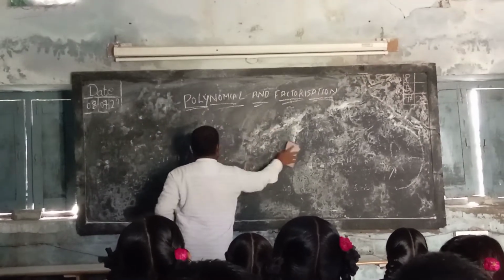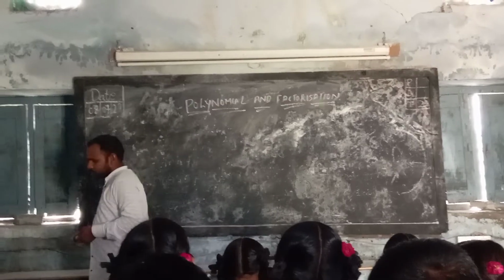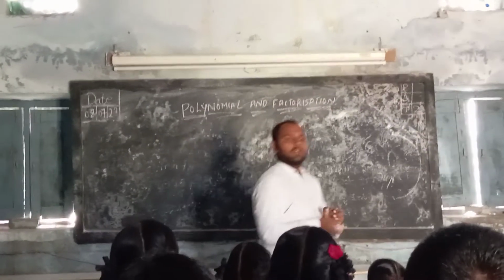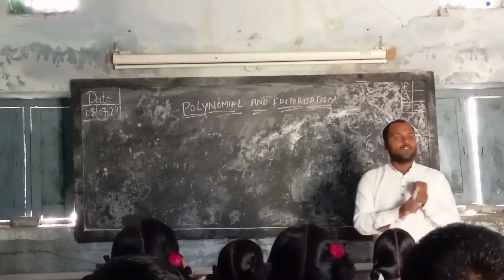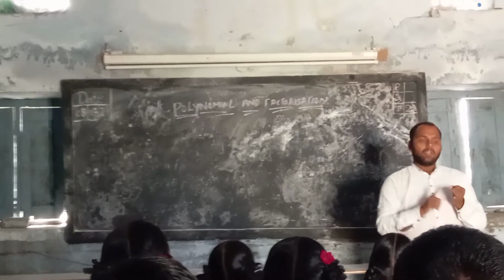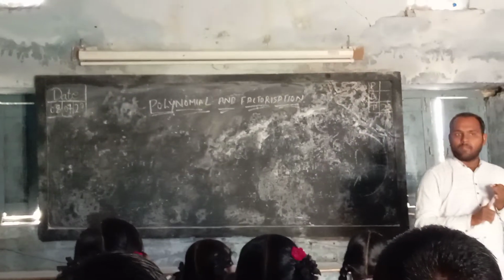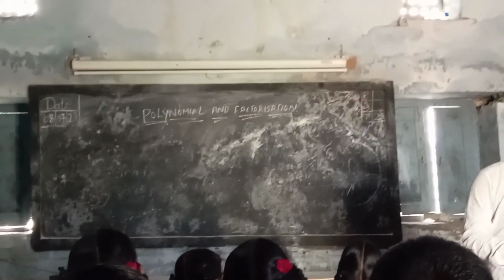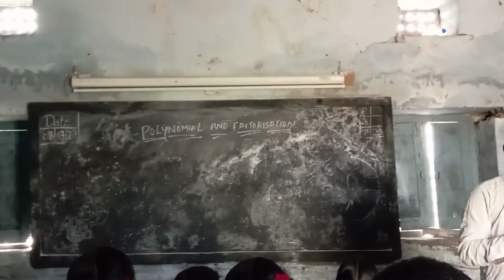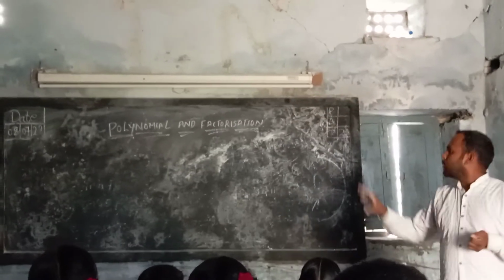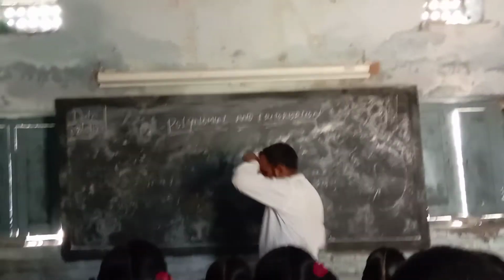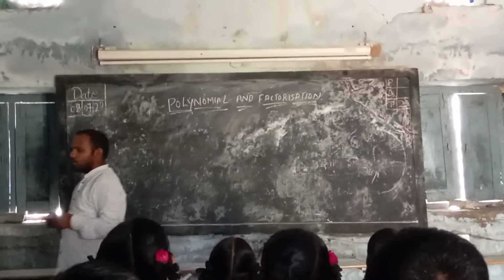Now, in this we should know about the degree of a polynomial. What is degree? Then the zero of a polynomial, then constant. Like that we are going to study. Okay? Let us see. First point.